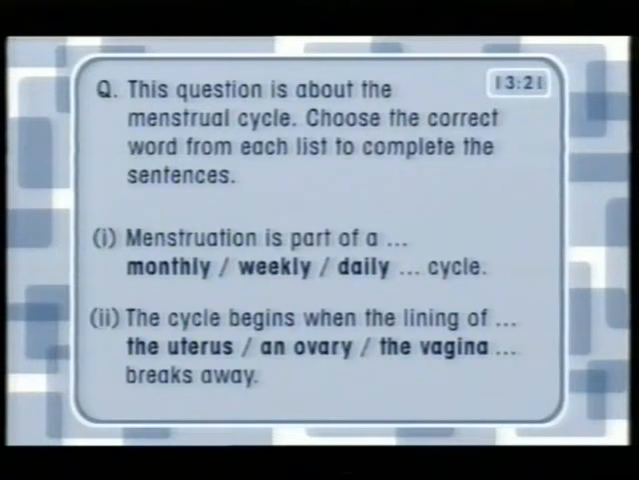Test yourself. This question is about the menstrual cycle. Choose the correct word from each list to complete the sentences. Menstruation is part of a monthly, weekly, or daily cycle. The cycle begins when the lining of the uterus, an ovary, or the vagina breaks away.